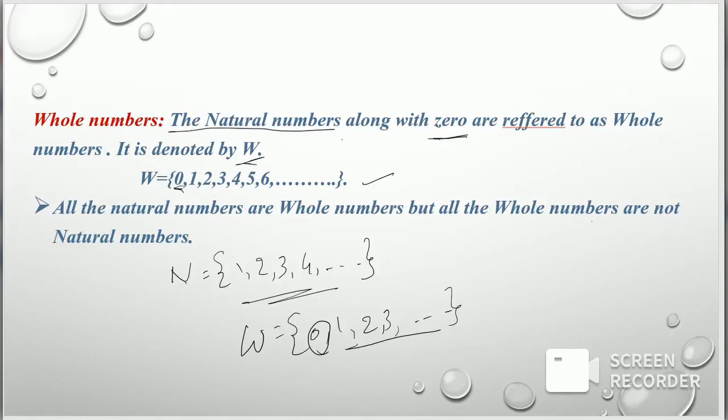Next we will discuss what is meant by an even number, what is meant by an odd number, what is a prime number, and what is a composite number.